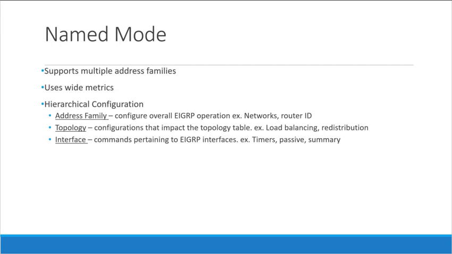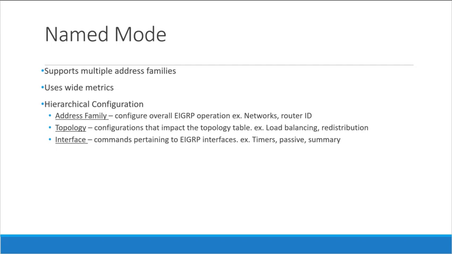By default, named mode uses wide metrics. Wide metrics is an expansion of the classic metric to allow for faster than 1 gigabit interfaces. So if you look at the classic calculation or metrics, a 1 gigabit interface looks the same as a 10 gigabit interface, and we know that that's not true. So wide metrics will allow for those additional greater speeds.